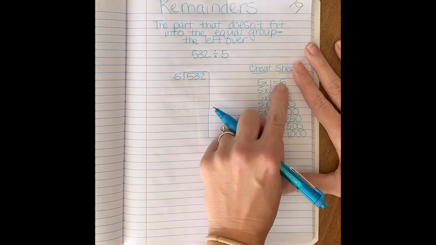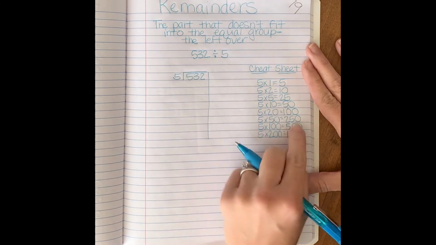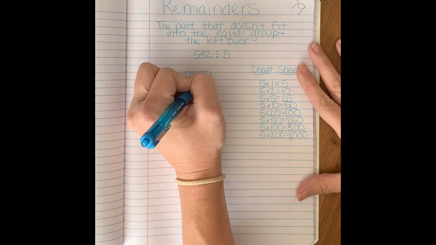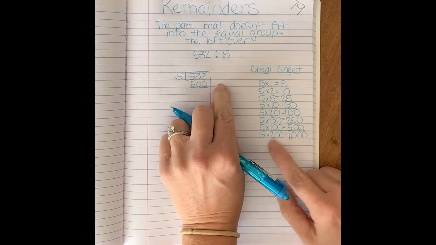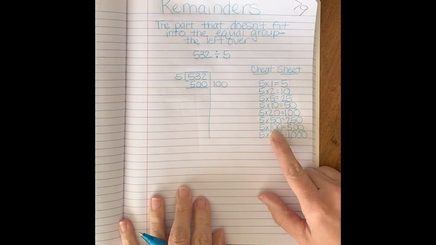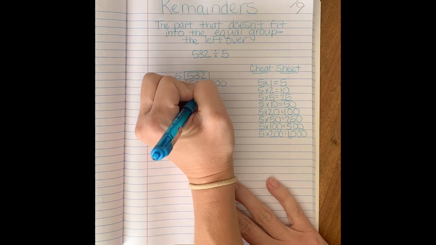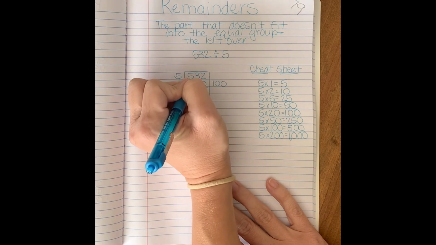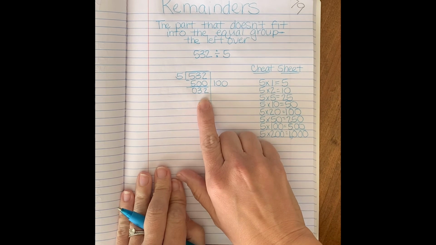Okay, so now we're going to look over here. Which of these gets us closest to 532 without going over? And it's 500, so I'm going to write 500. And I need to write what I multiplied by, the factor right here, 100. Now I need to subtract. 2 minus 0 is 2. 3 minus 0 is 3. And 5 minus 5 is 0. So now we have 32.